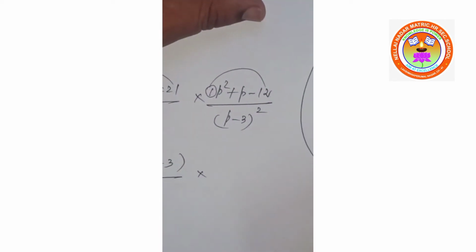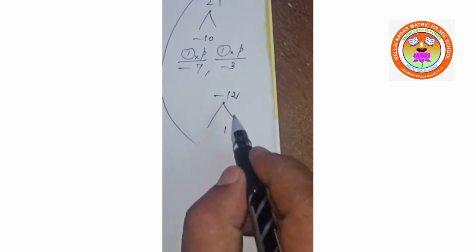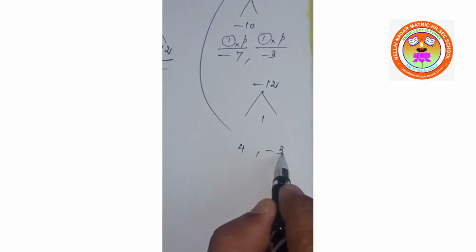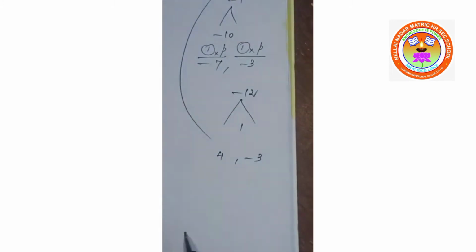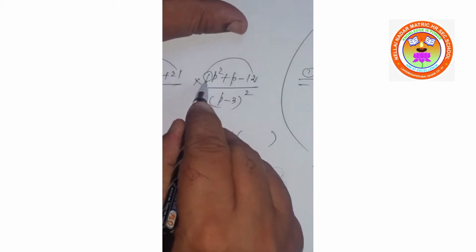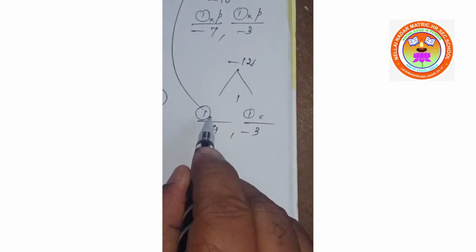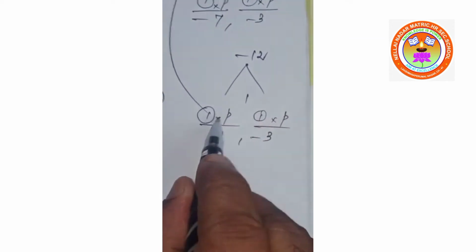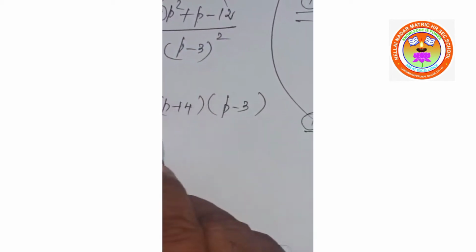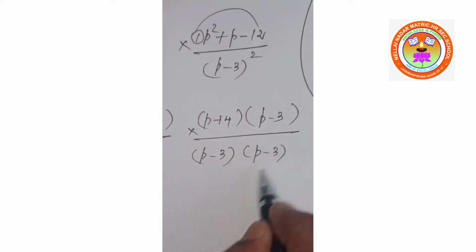1 into minus 12, coefficient of p is 1. Minus 12 in product, in addition 1, the two numbers are 4 and minus 3. 4 minus 3 equals 1. 4 into minus 3 equals minus 12. Again we have to write the factors. Consider the coefficient of p squared, which is 1. Write in numerator, into p plus 4, p minus 3, divided by p minus 3 the whole square. You can write p minus 3 into p minus 3.